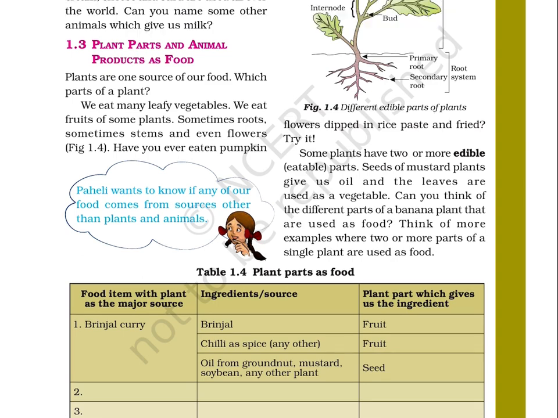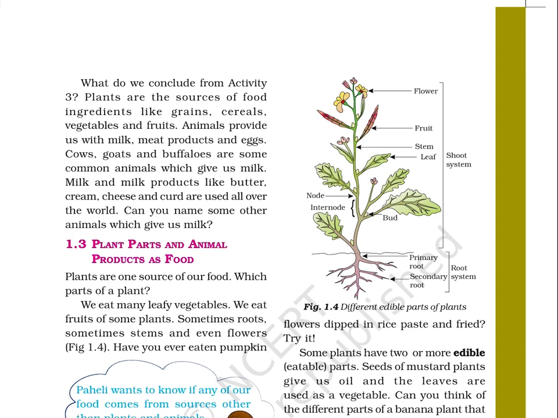Figure 1.4 shows different edible parts of plants. It is divided into two broad categories: root system and shoot system. Root system is subdivided as primary root and secondary root. Shoot system is subdivided as bud, node, leaf, stem, fruit, and flower.